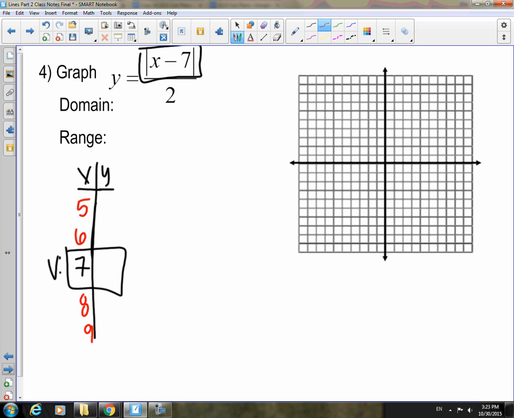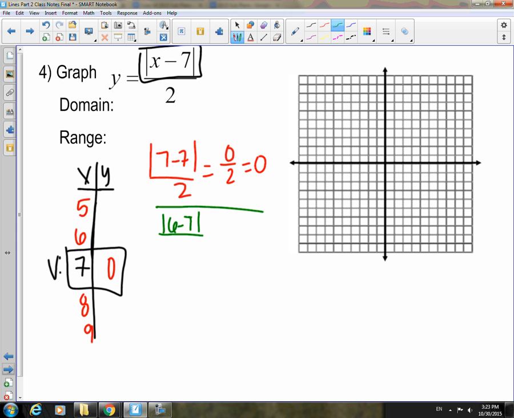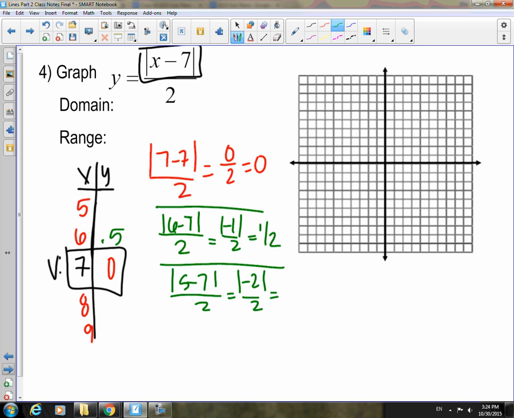So if I go ahead and plug in 7, I get absolute value of 7 minus 7 over 2 would be 0 over 2, which would be 0. If I go ahead and plug in 6, I've got 6 minus 7 over 2, which will be absolute value of -1 over 2, which will be 1/2. And then if I plug in 5, I've got absolute value of 5 minus 7 over 2, which is the absolute value of -2 over 2, which is 2 over 2, which is 1. And then I'll reflect these around. So 0.5 is 1 away, and 1 is 2 units away.